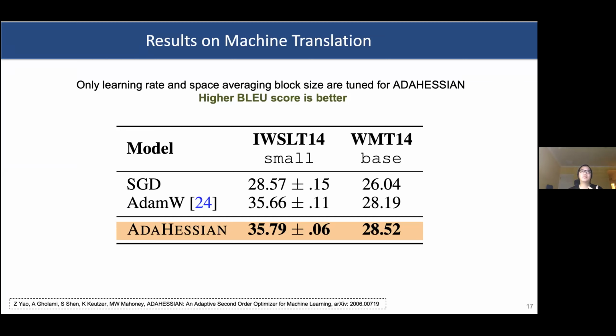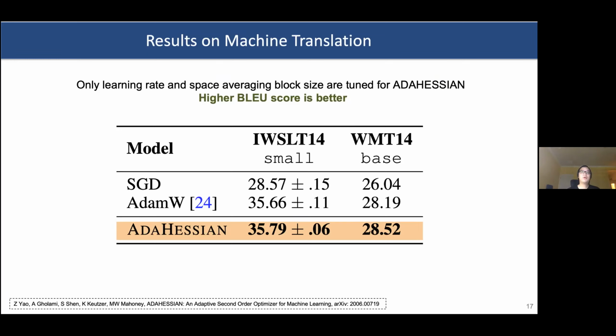However, if you change the optimizer to AdaHessian, you can still get a performance gain, roughly 0.13 on IWSLT and roughly 0.33 on WMT14. Here we still want to mention that, except for the learning rate, as you know, for different optimizers you need to tune the learning rate and the block size. So basically only the spatial averaging block size is tuned for AdaHessian. All the other hyperparameters are fixed. AdaHessian uses the same hyperparameters as ADAMW, for example the dropout rates, the warm-up iterations, and all of those things.